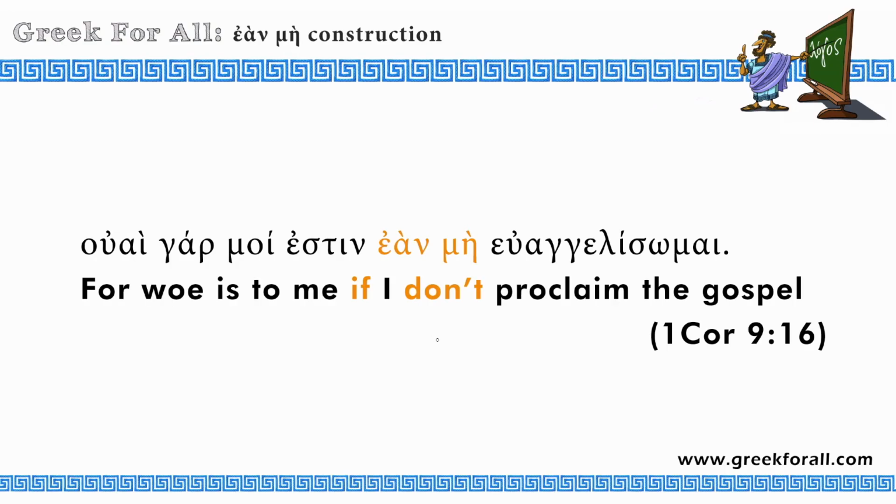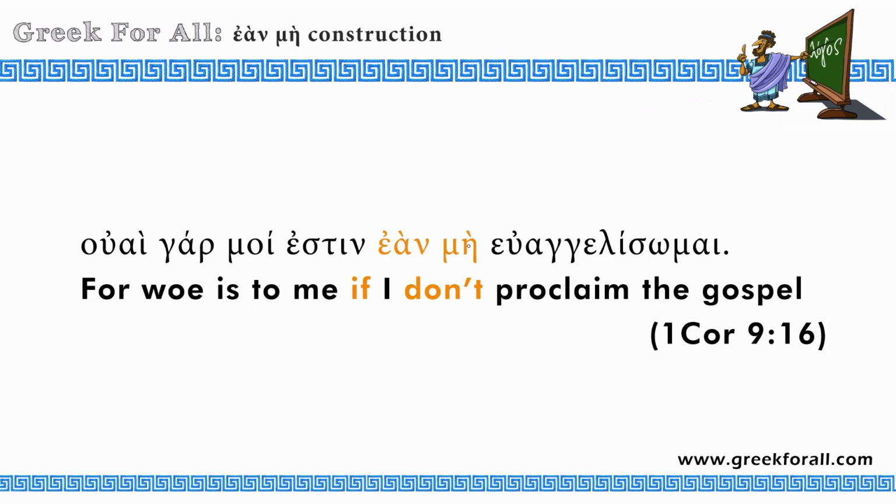Another great example from Apostle Paul, this time 1 Corinthians chapter 9 verse 16. Let's read. Ouai gar moi estin ean me euangelisomai. Translation: for woe is to me if I do not proclaim the gospel.